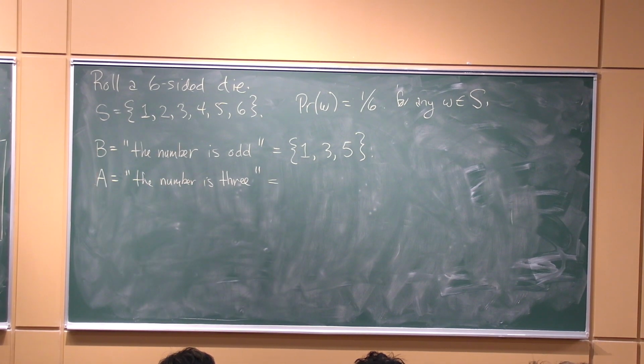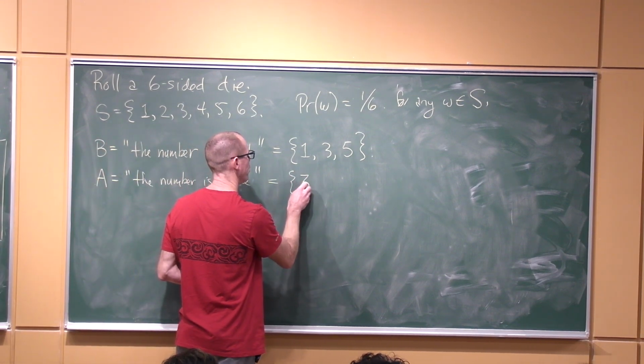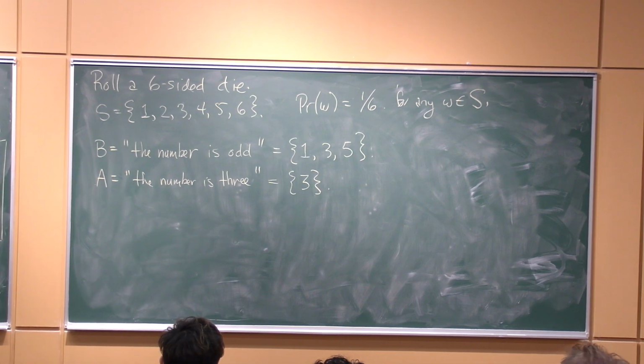So if I describe that as a set, well, that's an easy one. It's a singleton set that only contains the number 3. So without the definition, if I say I rolled the die and the number was odd, what's the probability that it was a 3?